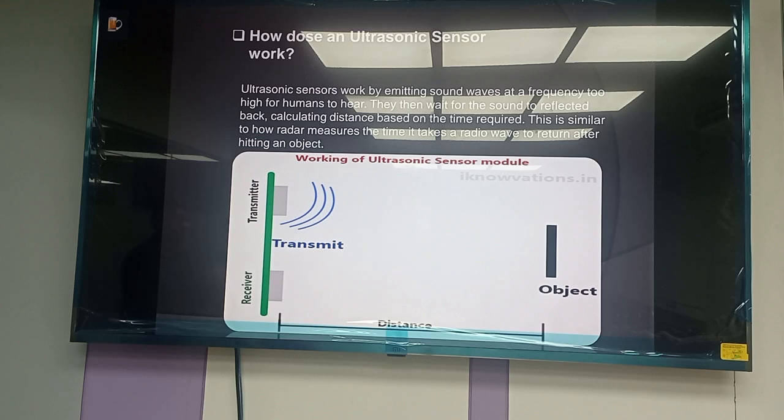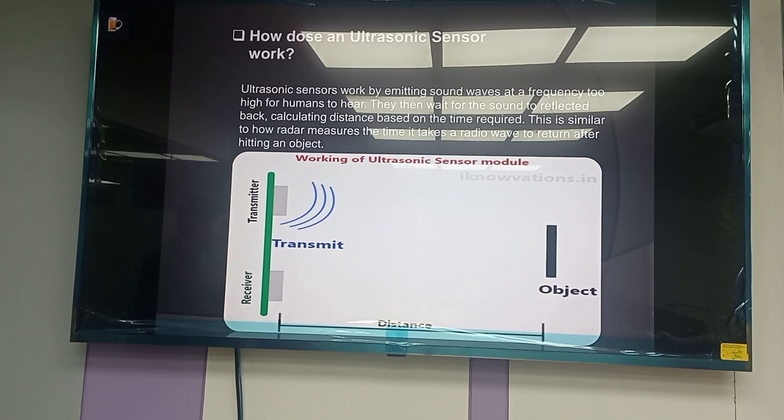Assalamu alaikum. Thank you for the opportunity. Now I will discuss how an ultrasonic sensor works. As you can see, an ultrasonic sensor has two major parts: a transmitter and a receiver. The transmitter transmits the wave, and when an object is detected at a specific distance, the wave is reflected by the object and received by the receiver.